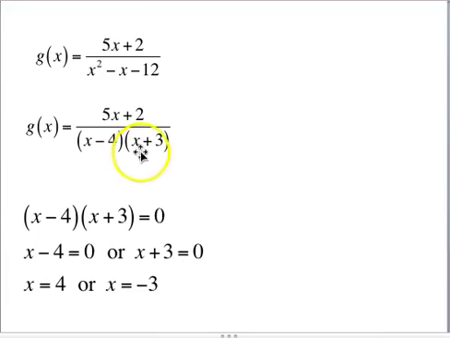Now, determining when that's 0, factoring x minus 4, x plus 3. So x minus 4 is 0 or x plus 3 is 0. Solving here, adding 4 to both sides, x is 4 or x is negative 3. You'll notice that makes the bottom 0. So that gives you an indication that could be a vertical asymptote. You've got to make sure that the numerator is not also 0. So if you plug in 4, the top's not 0. You plug in negative 3, the top's not 0.